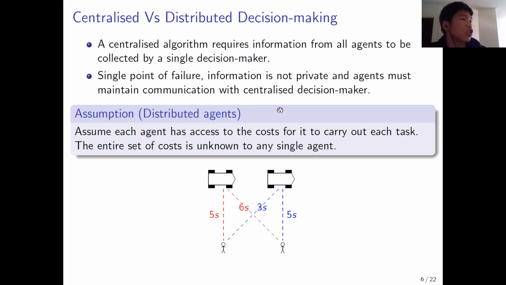And so for our distributed agents, this will only appear towards the later end of today's talk, but the assumption that we're going to make is that agents only have access to the costs for it to carry out each task, and the entire set of costs is unknown to any single agent. What I mean by that is this red car will only have the red information, and this blue car will only have this blue information, and none of these single agents will have the entire set of information, right?